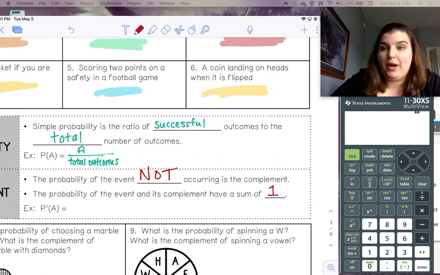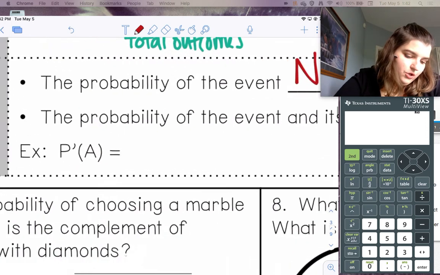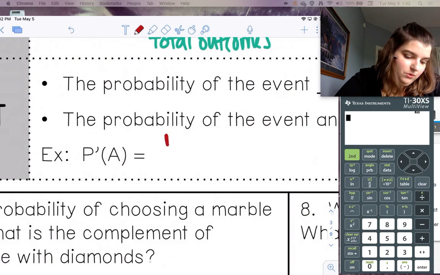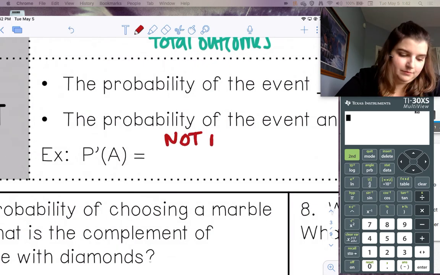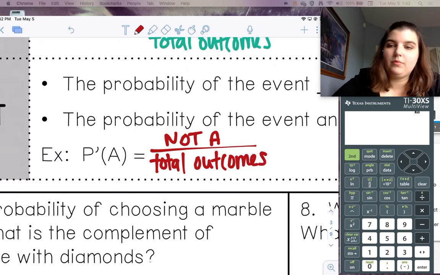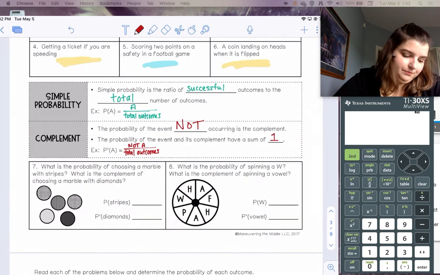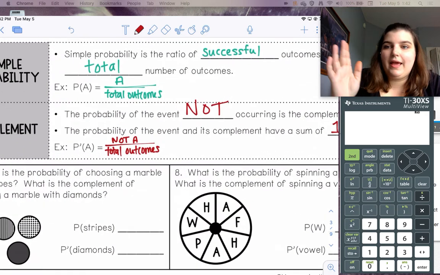Okay, so basically, this is really simple. You can either subtract the probability of A happening, right? 100 minus 20. Or you can do all the ways you don't get A and divide by the total outcomes. Okay? So not A is like everything that isn't A.